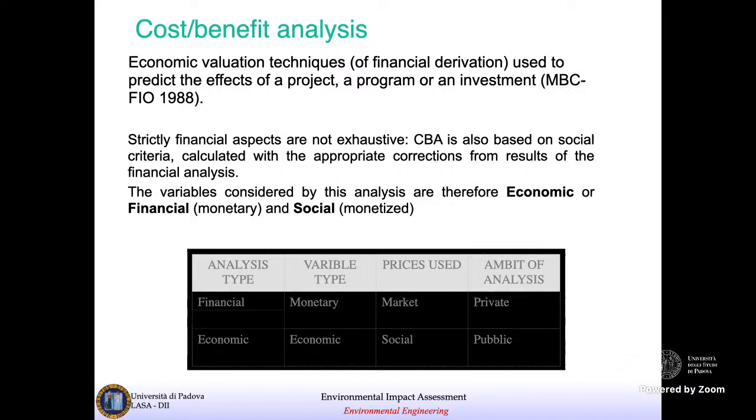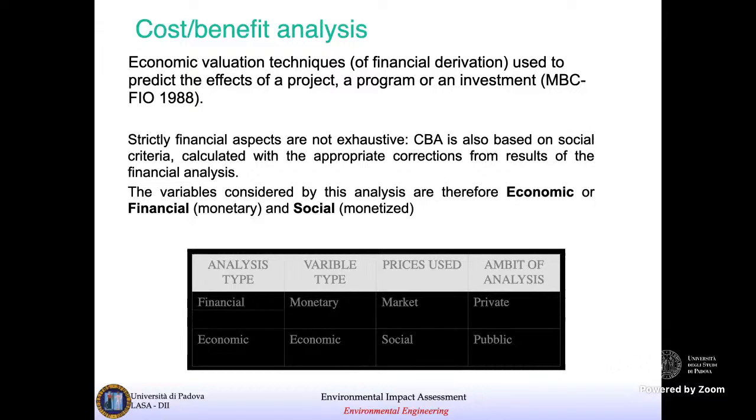The first type, financial analysis, is normally employed in private analysis, while the economic analysis is employed in public situations. So if you have to implement, for example, a cost-benefit analysis for a process of production of some goods, then you are in a kind of private ambit. So you will use market prices and you will employ a monetary financial type analysis.